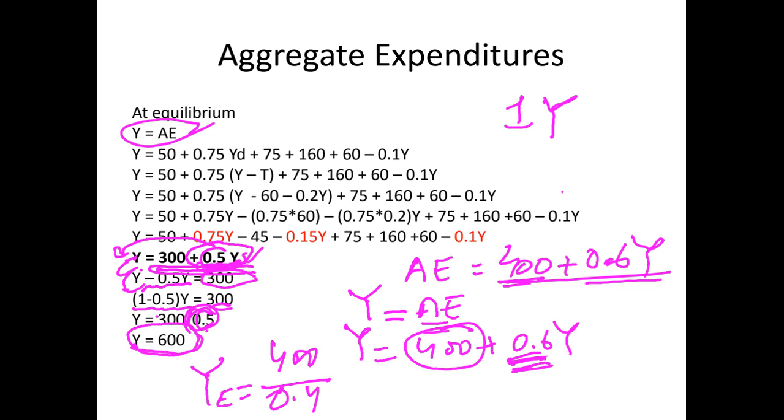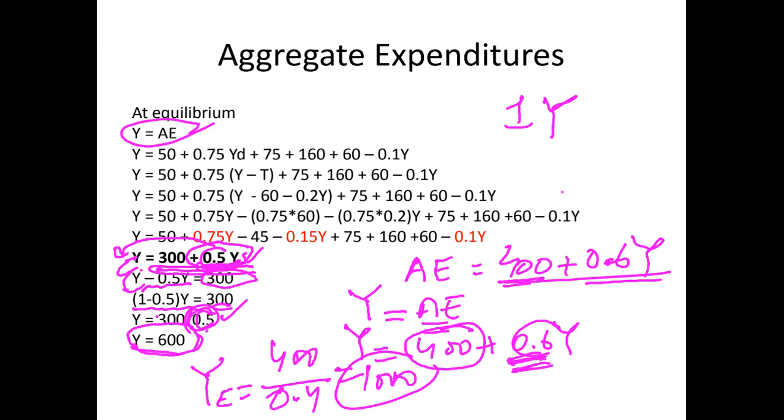So 400 divided by 0.4. And then you calculate. I don't know what this is equal to offhand, but you can calculate 400 divided by 0.4, and you get 1000. So the equilibrium value is 1000. Equilibrium GDP is 1000.